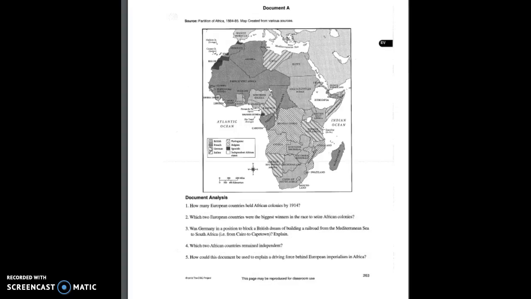Now in document A, we can use document A in several ways to prove our argument in our essay. One of the major things that we could cite as evidence is obviously our observations. So we see on the map several different shadings that correspond with the key right down here. We can definitely link this to several motives.